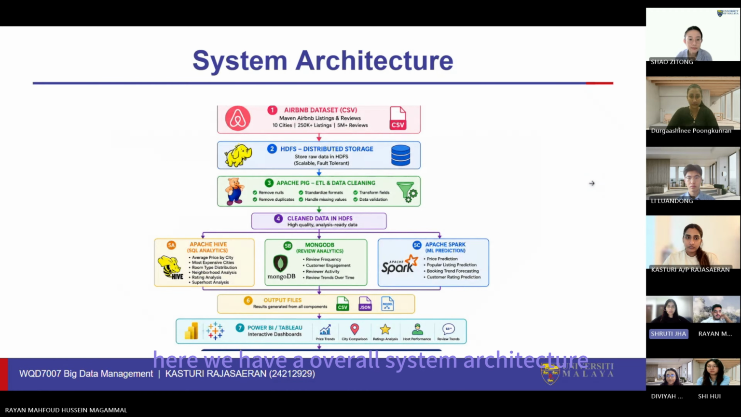Here we have our overall system architecture. I'll briefly walk you through it as we'll be going much more in depth in the upcoming slides. At a high level, we have the raw Airbnb data flowing through HDFS for storage. It gets cleaned through Apache Pig and then it branches into Hive for SQL analytics, MongoDB for review analytics, and Spark for machine learning, with everything finally visualized in Power BI. Next slide.